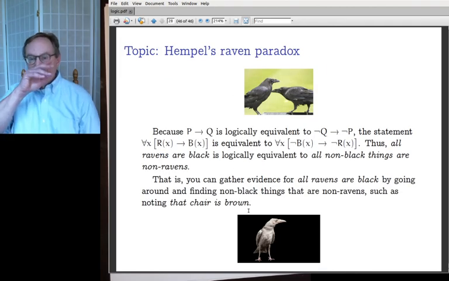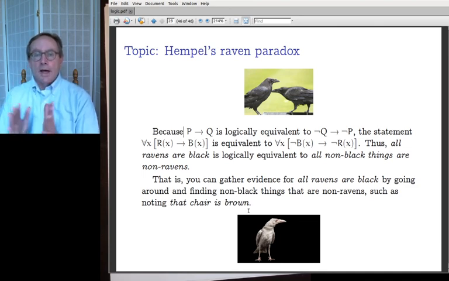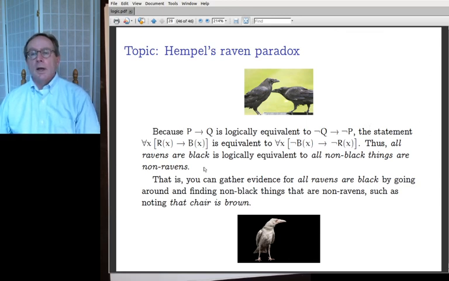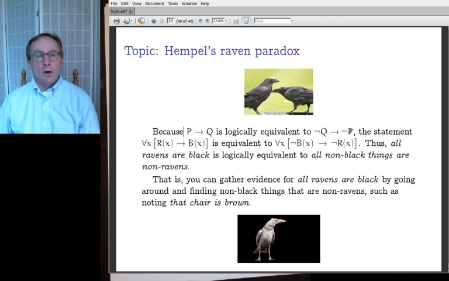Okay, so I want to close with an example of that exact thing, and then that'll end us for the day. So a much shorter video than last time. So p implies q is logically equivalent to not q implies not p. If I say, for example, that if you're a dog, then you have 4 legs, that's logically equivalent to saying if you don't have 4 legs, then you're definitely not a dog.